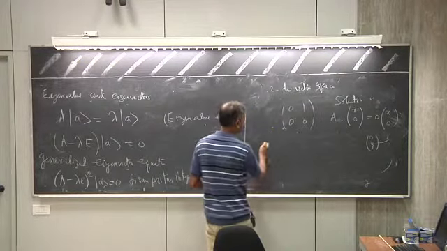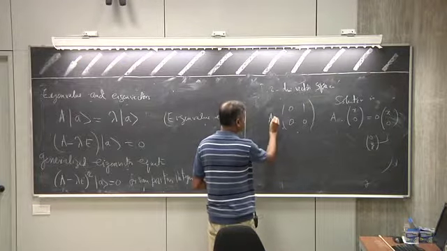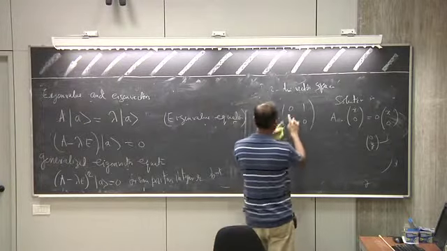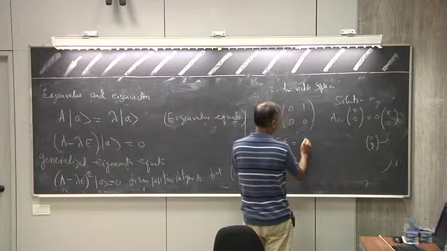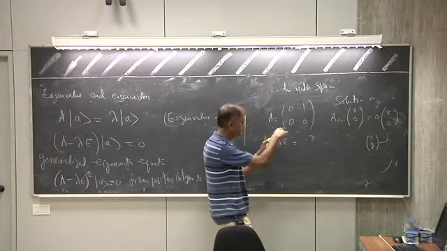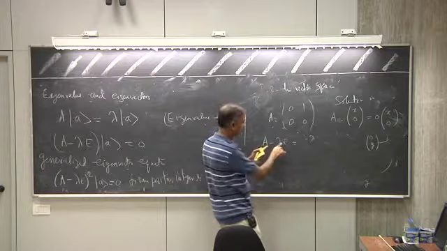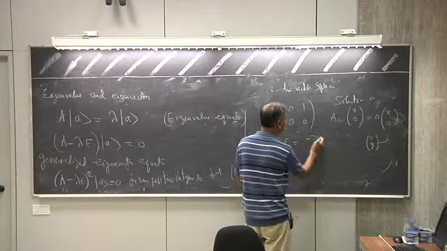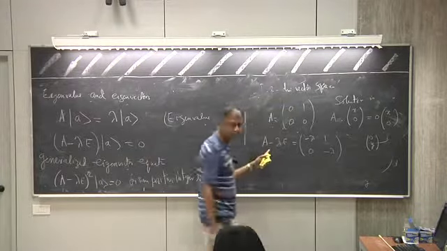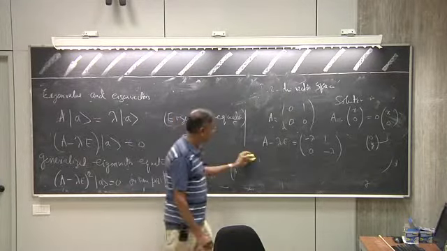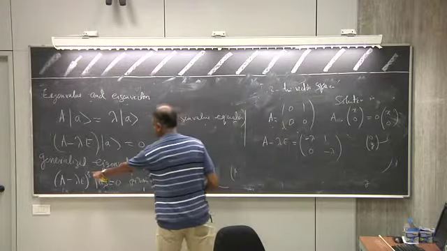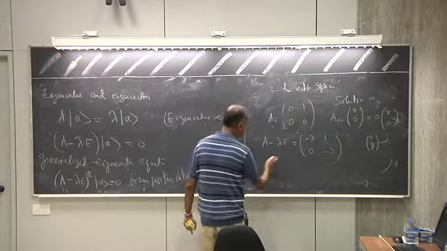So let's take this. This is my operator A. Let's consider A minus lambda times identity. Well, what is that? The identity operator is the 2 by 2 unit matrix, right? So this is simply the matrix with minus lambda, 1, 0, minus lambda. Now let's take the square of this. So take r equal to 2.